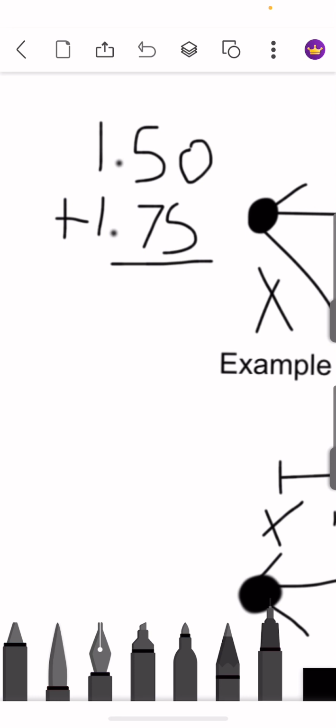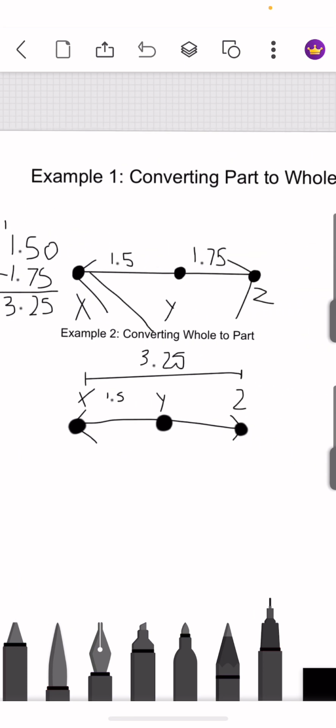make sure you add a 0 so that all digits can be filled. And then 0 plus 5 is 5, and then 5 plus 7 is 12, so you carry the 1 over there. 1 plus 1 is 2, and then 2 plus 1 is 3. And that's our first example.